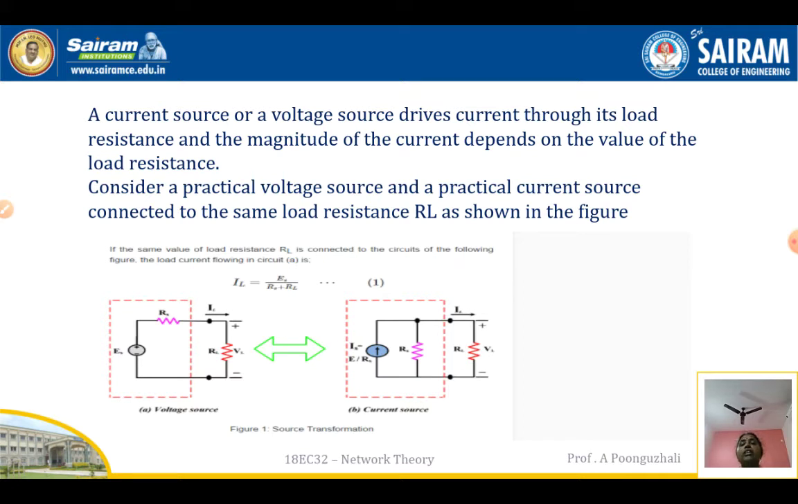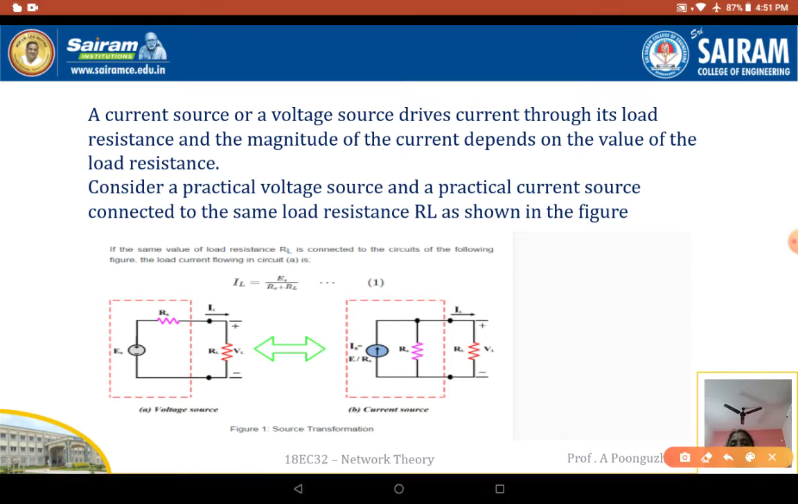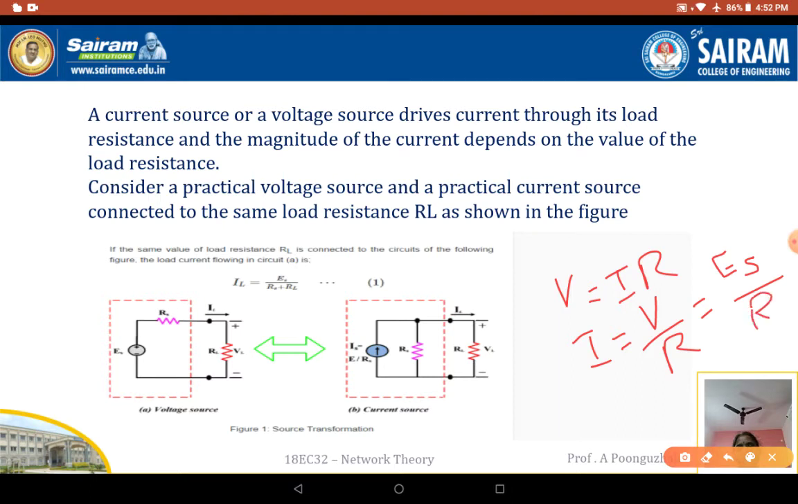So here V is equivalent to I into R. So that means that we know that V is equivalent to I into R. So I is equivalent to V by R. So what is the voltage I have here? It is ES. So the voltage is going to be ES, and the total resistance that I am going to have in the circuit is going to be RS. That is, this voltage source, if I want to convert, the series resistance is going to be Rs.